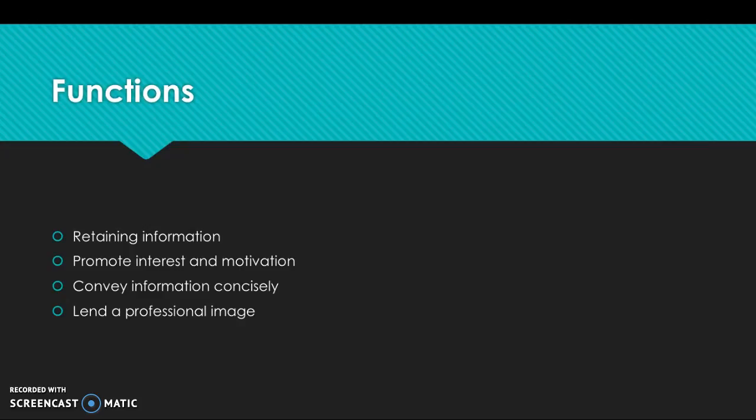It conveys our information concisely, so in a very short time frame, in a very short period, a person can read something and it can help them retain the same thing that you're saying as they're reading it. And it does it quickly, and it does it a lot of times more aesthetically pleasing than just listening to you or just watching you present it.